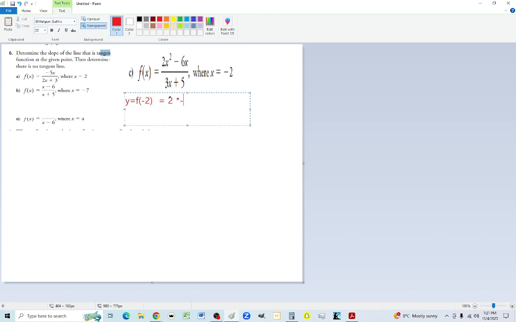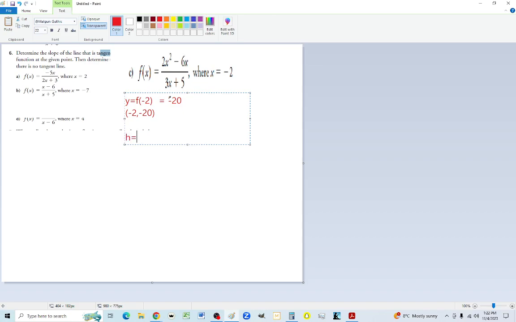What's 2 times minus 2 squared? It's 2 times 4, which is 8. Minus 6 times minus 2, which is plus 12. What's 8 plus 12? 20. Now at the bottom, what's 3 times minus 2? Minus 6. What's minus 6 plus 5? Minus 1. What's 20 divided by minus 1? Minus 20. Which means we're talking about the point minus 2 comma minus 20. Now we've got to find a point that's just to the right of this.